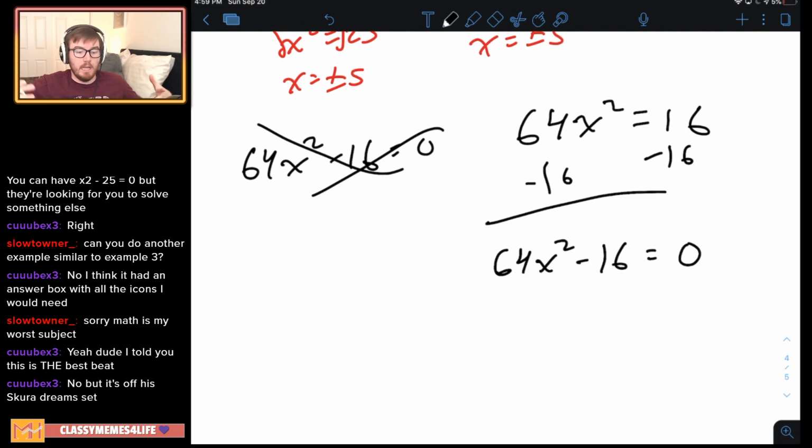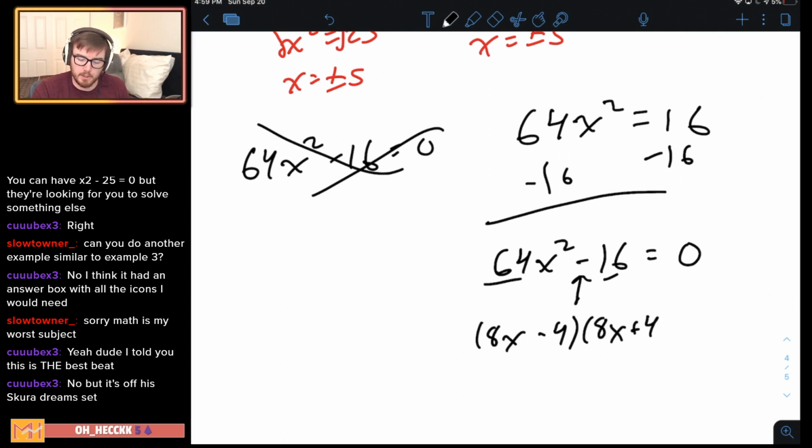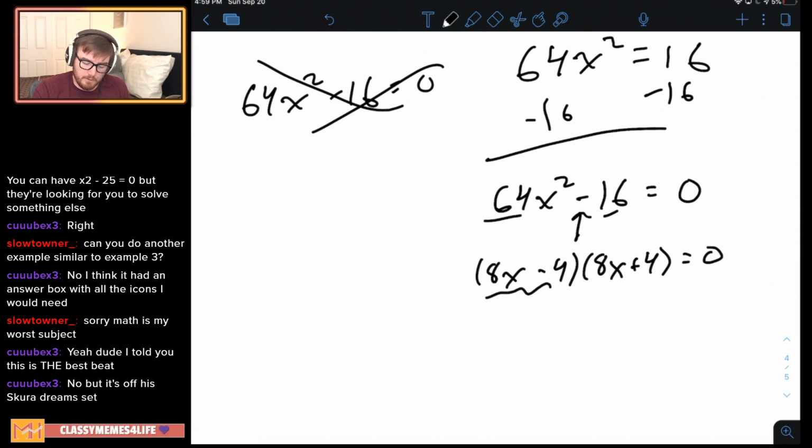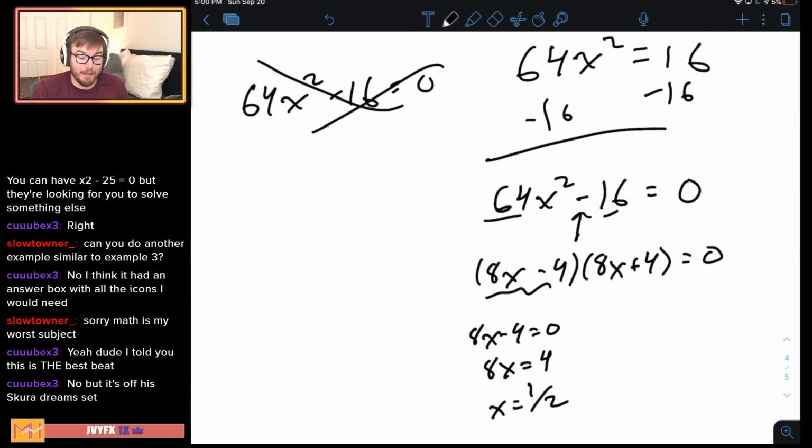I go, whoa, I'm set equal to 0. I have a difference of squares, difference meaning subtraction, squares meaning perfect squares, and I'm like, all right, 8x minus 4, 8x plus 4 equals 0. So I set my 2 factors equal to 0. When I divide by 8, 4/8 is just a half, and I hope you've at least caught on to the rhythm that the other one will be negative a half.